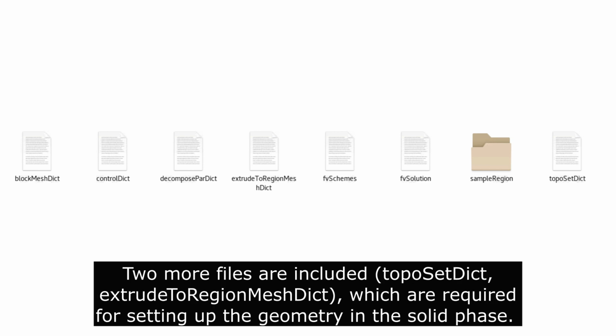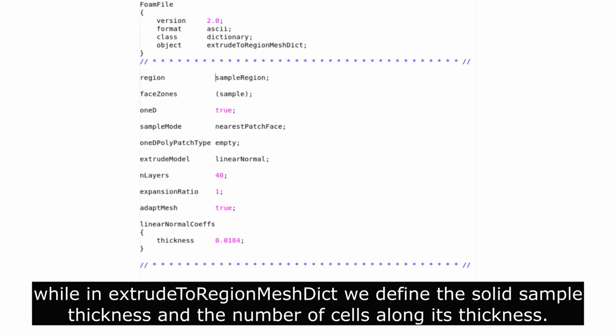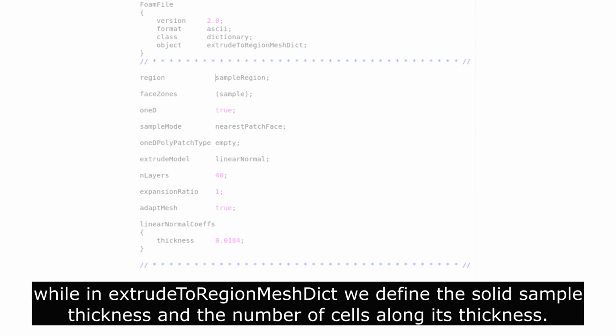Two more files are included. See toposetdict and extrude to region meshdict files, which are required for setting up the geometry in the solid phase. More specifically, in toposetdict, we define the size of the solid sample, while in extrude to region meshdict, we define the solid sample thickness and the number of cells along its thickness.